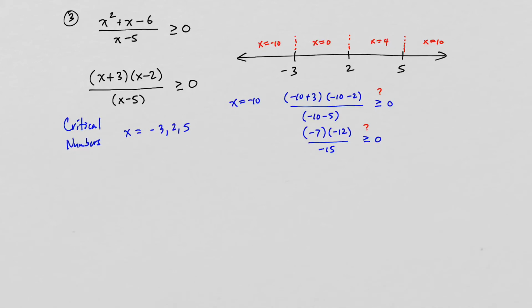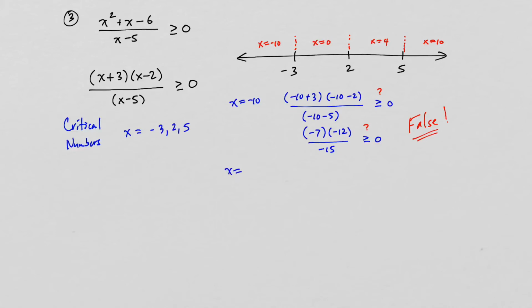Well, if you multiply two negative numbers, you get a positive number. And then when you take this positive number and divide by this negative number, this is going to be negative. This whole thing here will be negative. It's not important what the actual number is. It only matters that it's negative. So what we're saying is that this negative number is greater than 0. And this is false. So we will not be shading in this interval because negative 10 does not work.